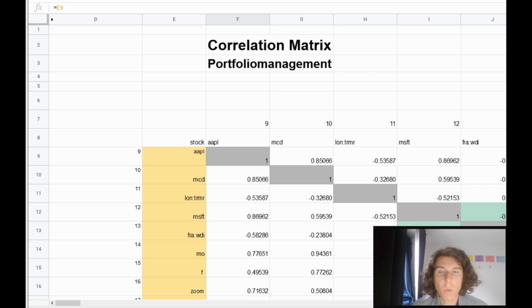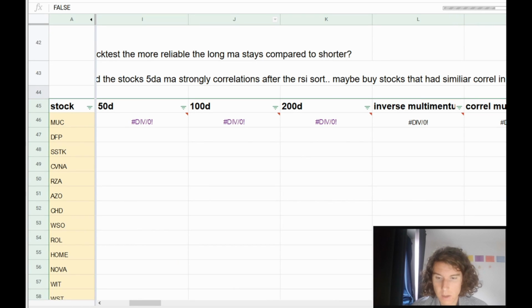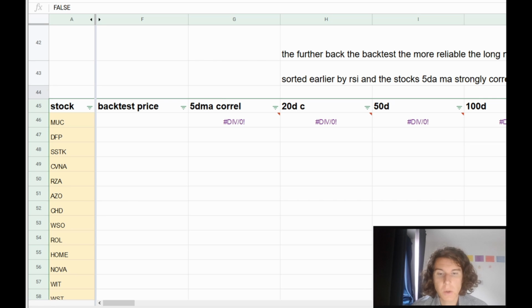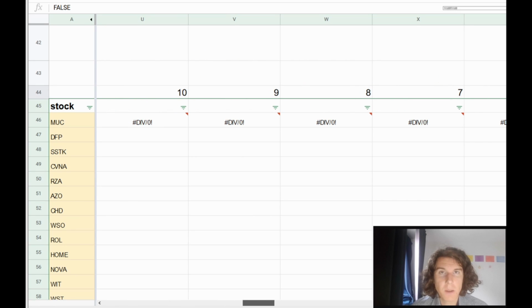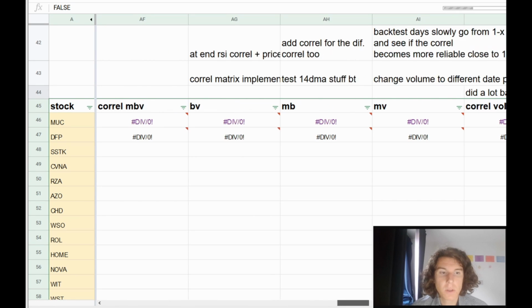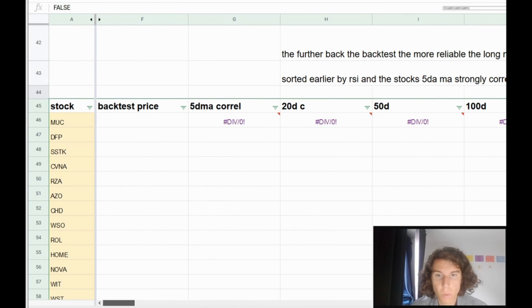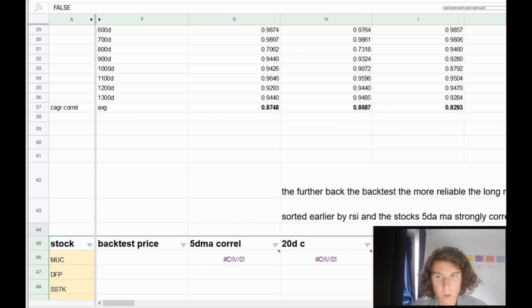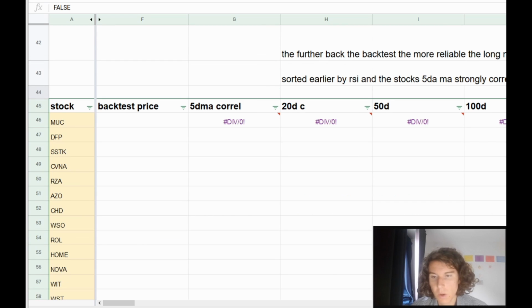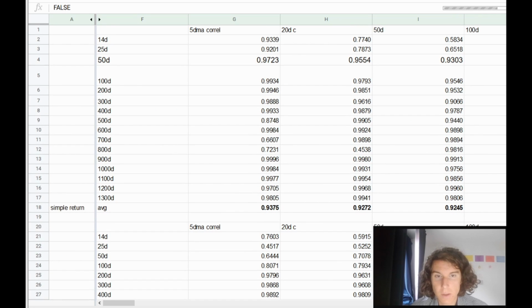And while I worked with this correlation sheet, I thought about my last video and the tool where I tried to find momentum stocks, and I wanted to see some correlations to find out why my stocks go up, why they go down. And I took like 100 to 300 stocks and I tried to find out their correlation. The first part is for 40 days up to 1300 days.